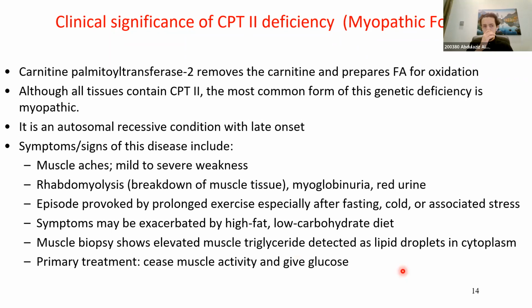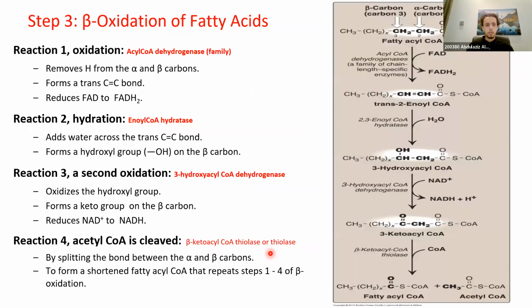So essentially, if you see these symptoms, and on biopsy you have high triglyceride, you know it's a CPT2 deficiency. The doctor could ask you this question, and you should know the deficiency and the symptoms involved in this disease. So now going in depth into beta oxidation specifically.